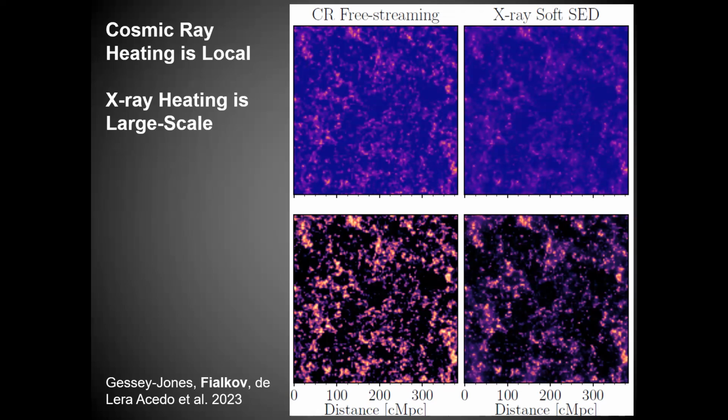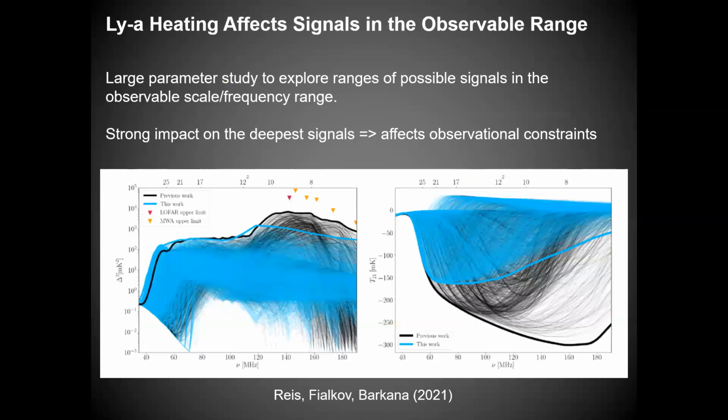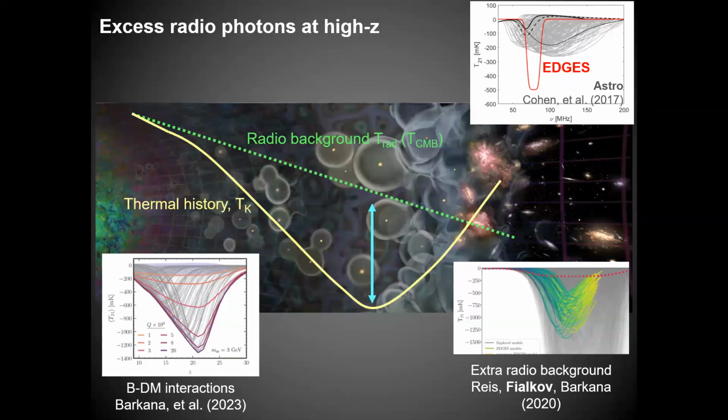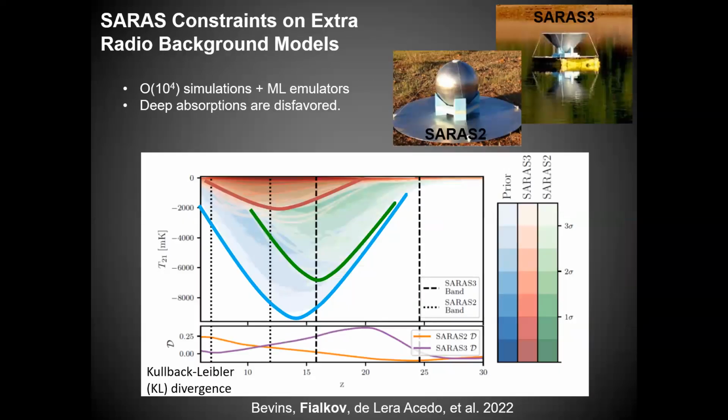So by observing these 21 centimeter maps, on the left you have cosmic rays, and on the right you have X-ray binaries. So these two sources of X-rays or heating would imprint very different information. Okay, I just want to show you what we learned today from HERA observations and others.